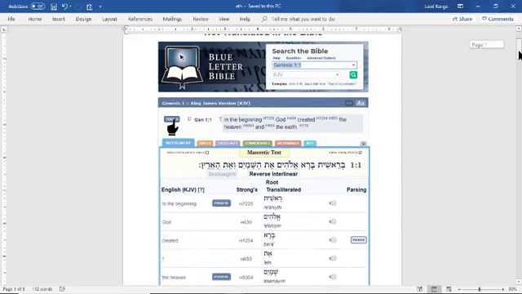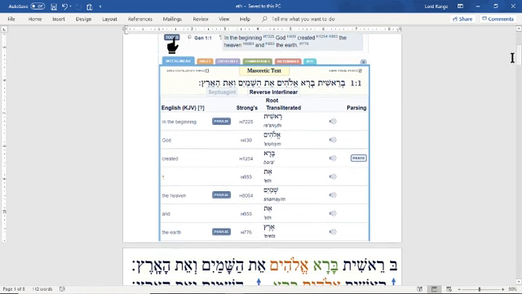When you go to the Blue Letter Bible and click in Genesis chapter 1 verse 1, that chapter is going to open up, and then we're going to click on the Tools tab and open up the Interlinear tab so we can see the Masoretic text that this King James Version Bible Oxford edition of 1769 is translated from, and how they translated it.